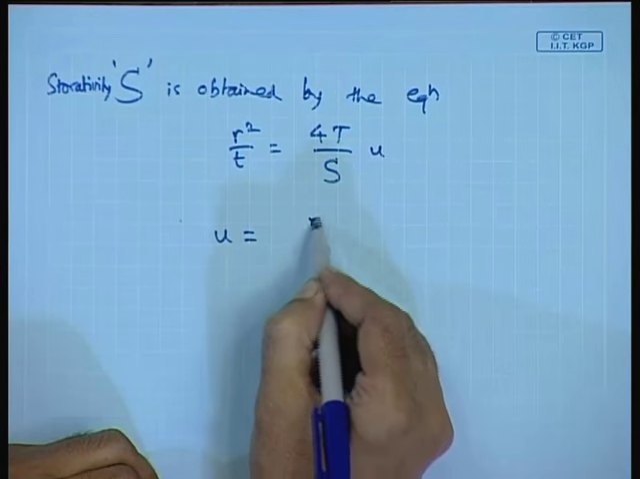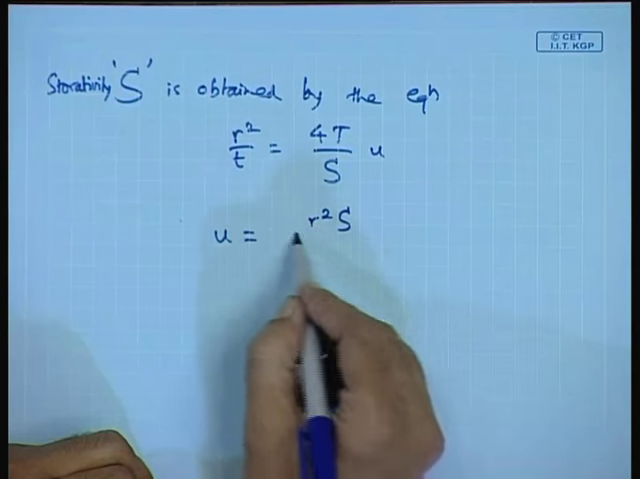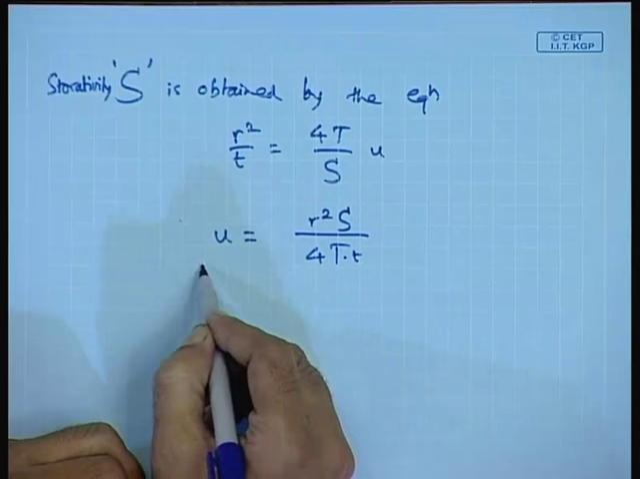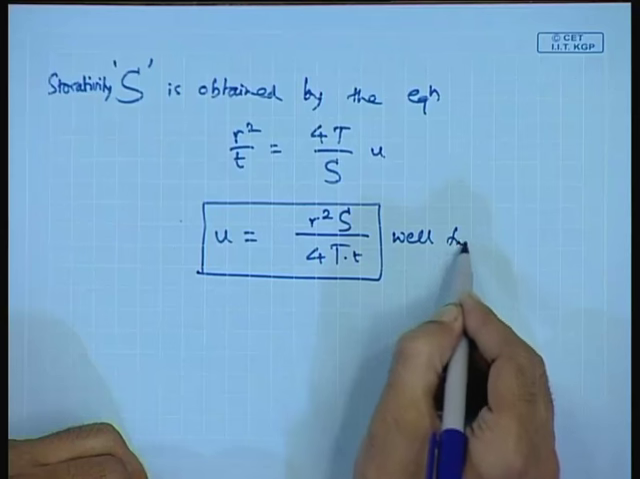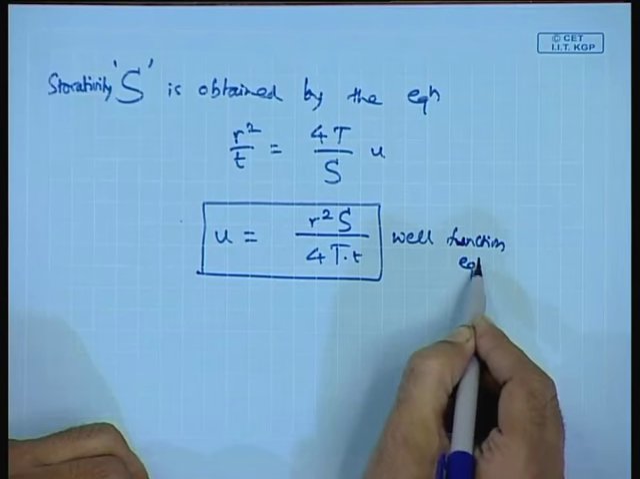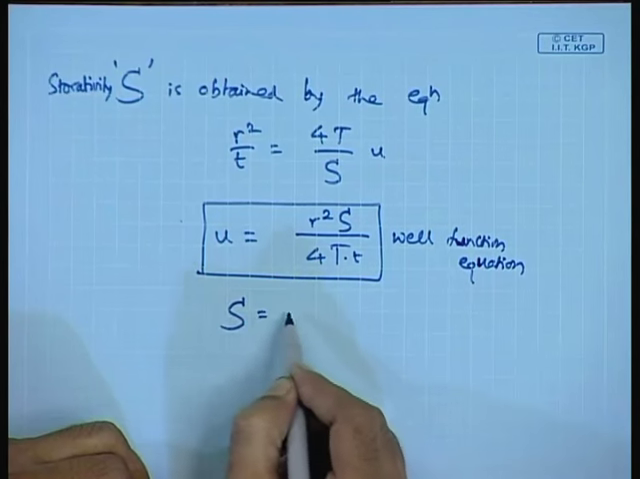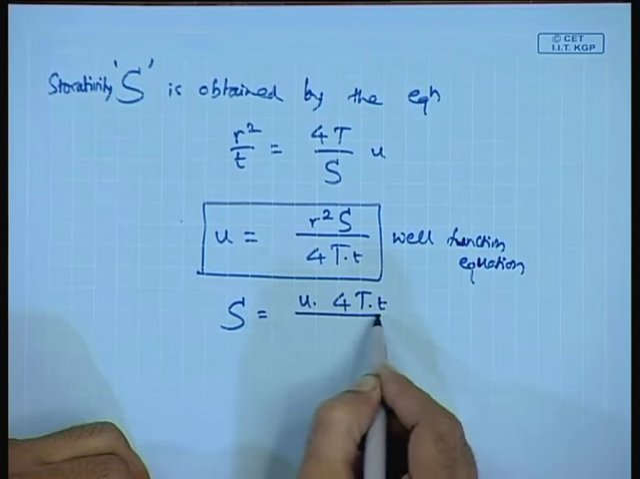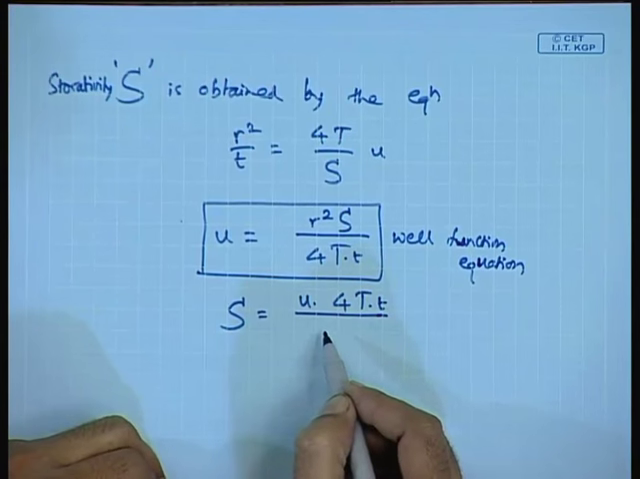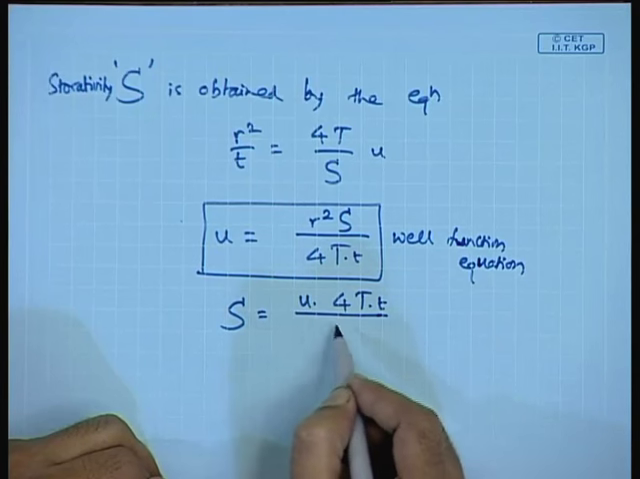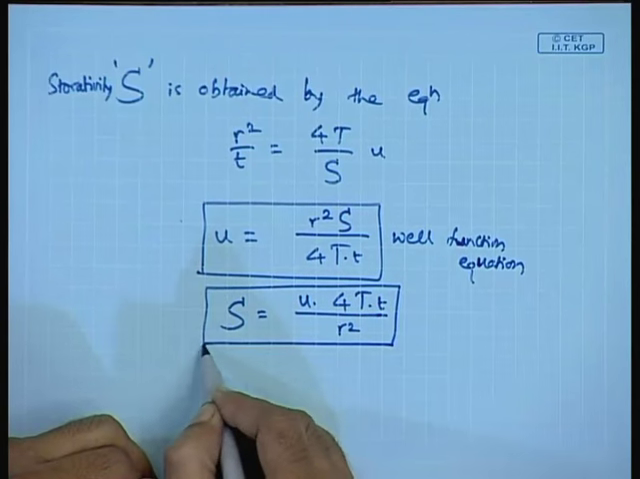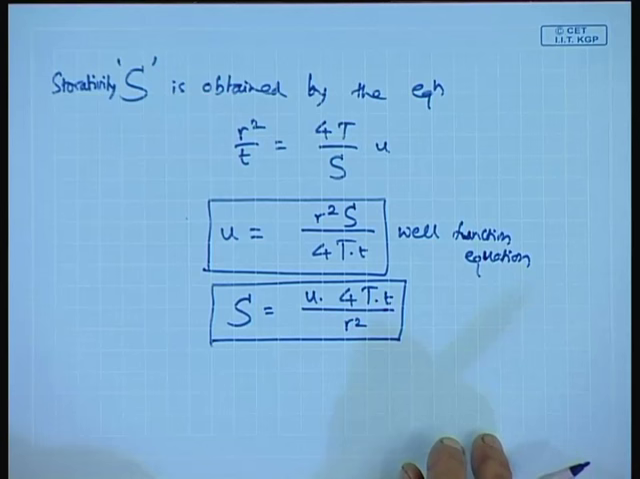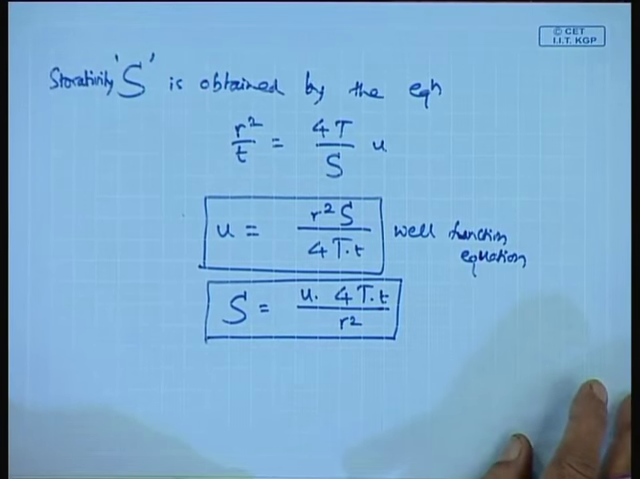So, we know that u, the well function, is equal to r square S divided by 4 T into t. So, by this expression we get the well function equation. From this the storativity S is equal to u into 4 transmissivity T into time since pumping divided by r square. So, like this, using Chow's relationship between f(u) and W(u), we can determine the formation constants of the aquifer.